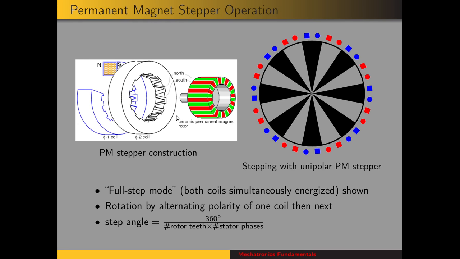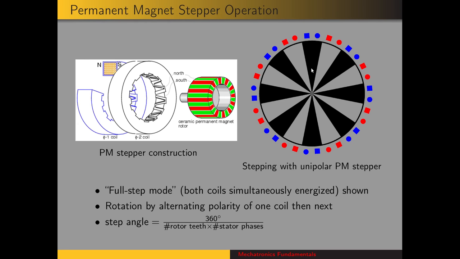The way we get rotation is by alternating the polarity of one coil and then the next coil. And the step angle can be calculated using this equation. It's 360 degrees divided by the product of the number of rotor teeth and the number of stator phases. Here we're calling rotor teeth the stripes, so each section that has a different polarity would be considered a tooth, and then the number of phases would be 2 for this motor.